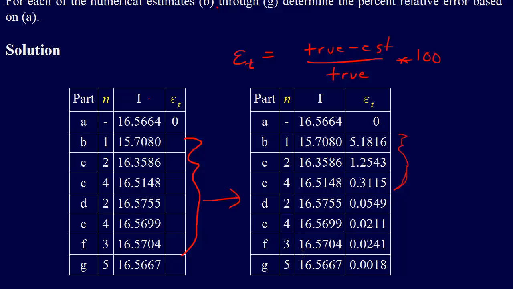It didn't really help us, but what did help us was when we upped it to 5 points, and we did the multiple application Simpson's rule using the Simpson 1/3 rule and Simpson 3/8 rule. That, of course, not surprisingly, gave us the lowest error.